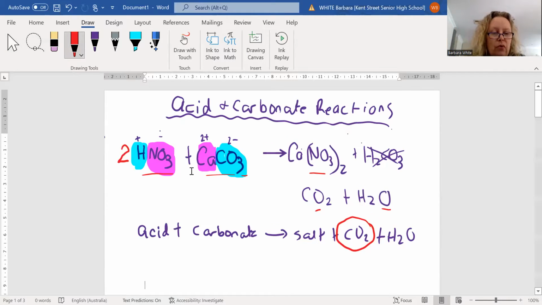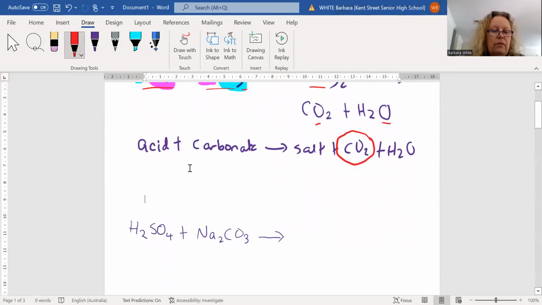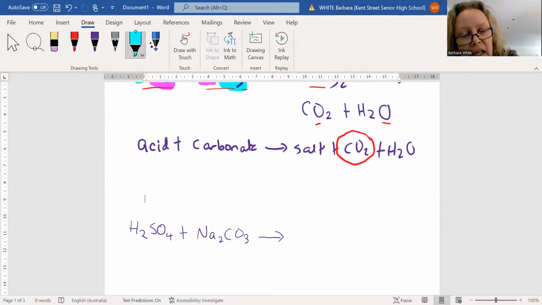So we're going to do one more example. Here we go: sulfuric acid and sodium carbonate. We're going to get the metal here and use it to make a salt with the anion, the negative part of the acid.